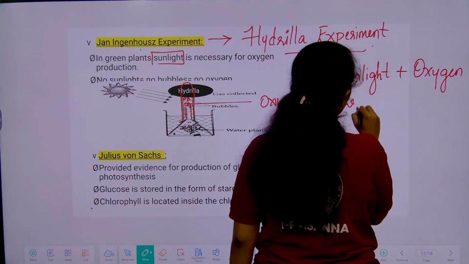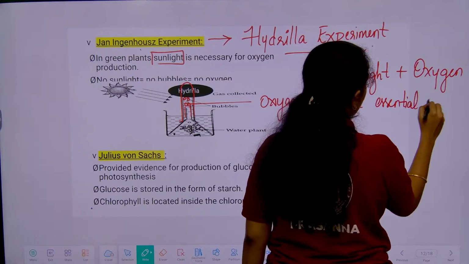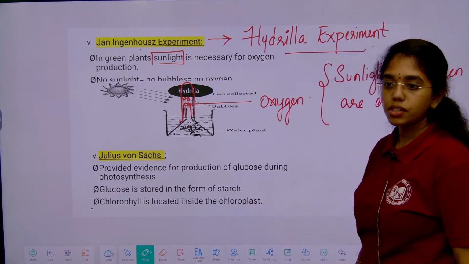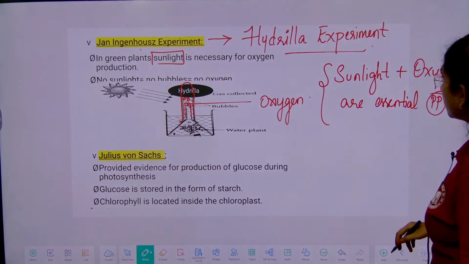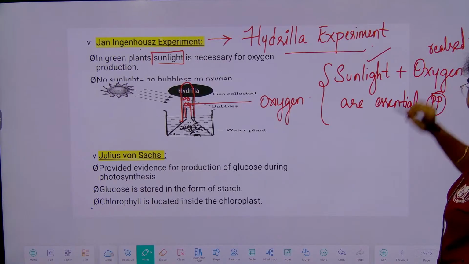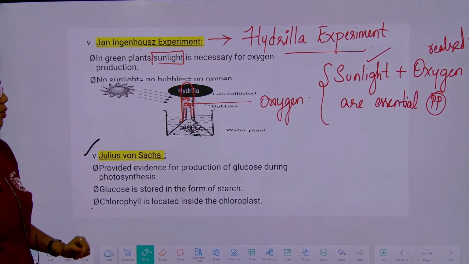Are essential for photosynthesis. Okay. Next. Yeah, sunlight is essential and oxygen is released as a byproduct of photosynthesis. Accepted? Thank you. Next, Julius von Sachs.